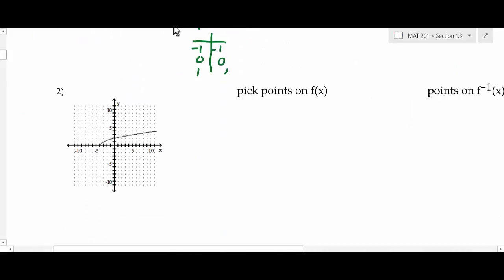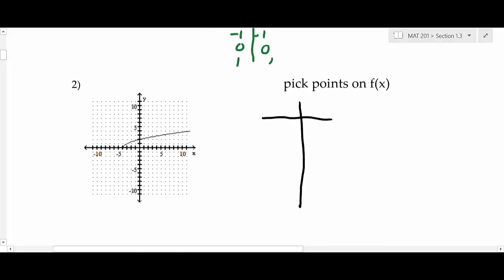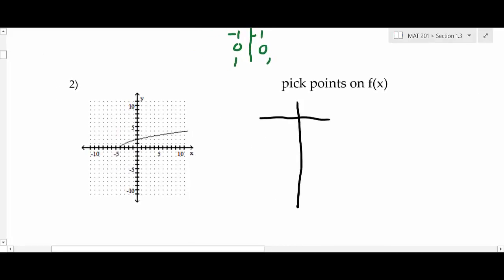Again, let's take the same approach. Let's look at the graph that I gave you and find maybe three or four good points. We just have to find good points. This looks like negative 4, 0. That looks like a good point. This point's probably going to be negative 3, 1.